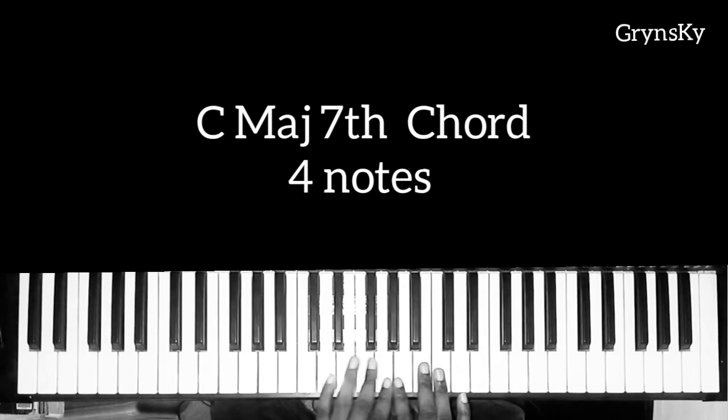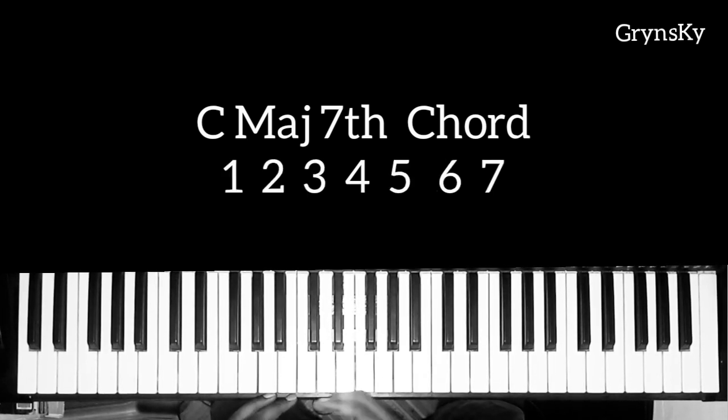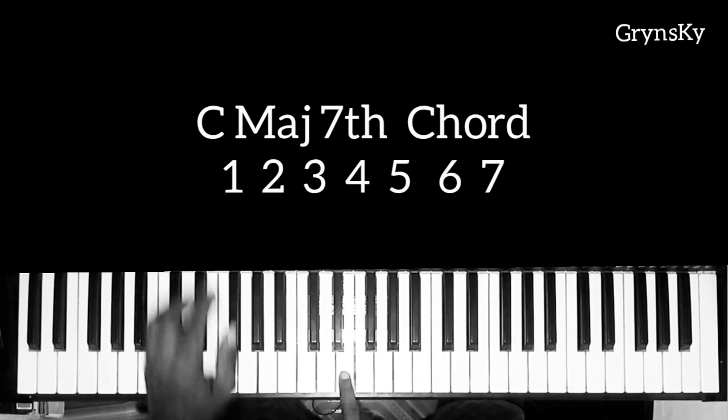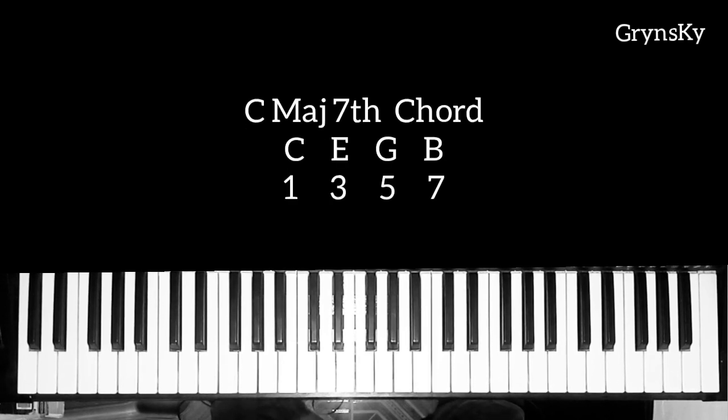Now let's count. We are in the key of C. So this is the scale of C. When we put numbers to it, it will be 1, 2, 3, 4, 5, 6, 7. So this note is the 7th of key C. That is the extra note we are going to add to the major triad chord. When we add the 7, then it becomes the seventh chord. So you see how simple it is. When you count that, the note before the octave will give you the 7.